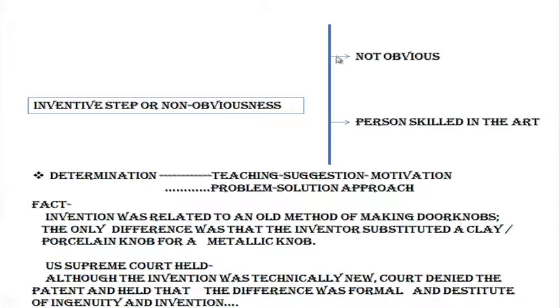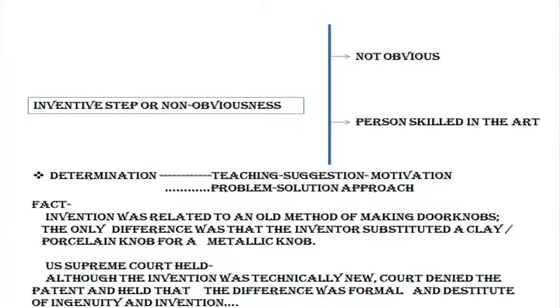Okay. So, not obvious to whom? To the person skilled in the art. Skill in the art is defined in the code, and the Act also tries to mention a person having average knowledge in that field, which means in that art. So, already I referred to that. Okay, so now what are the different tests?